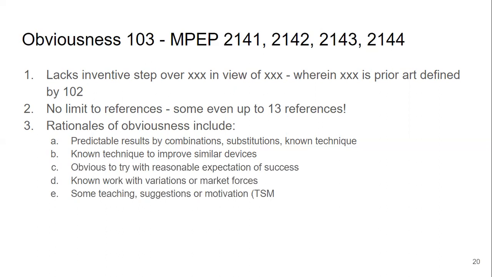If there's some teaching, suggestion, or motivation, and so that the TSM, that can be inherent or implicit in prior art. So if there's questions that are talking about inherent properties, a lot of times those are saying, hey, this is an inherent property known to those of prior skill in the art. It doesn't need to be said if the question specifically says that it is inherent.